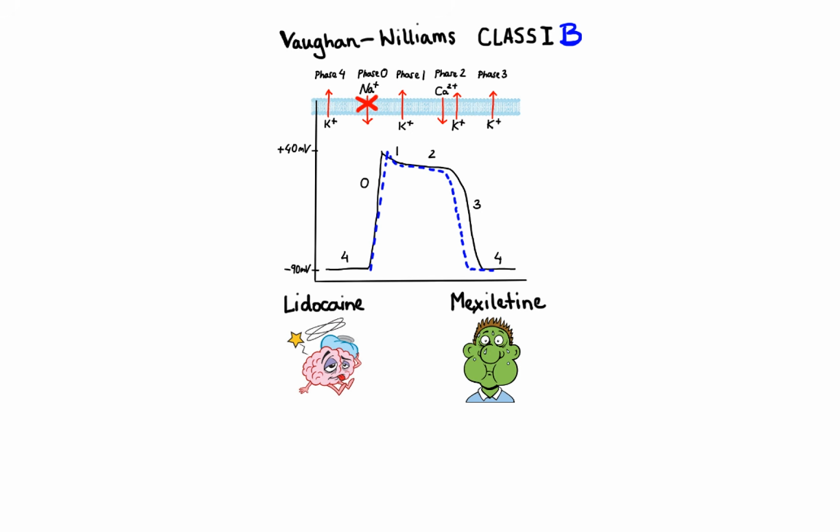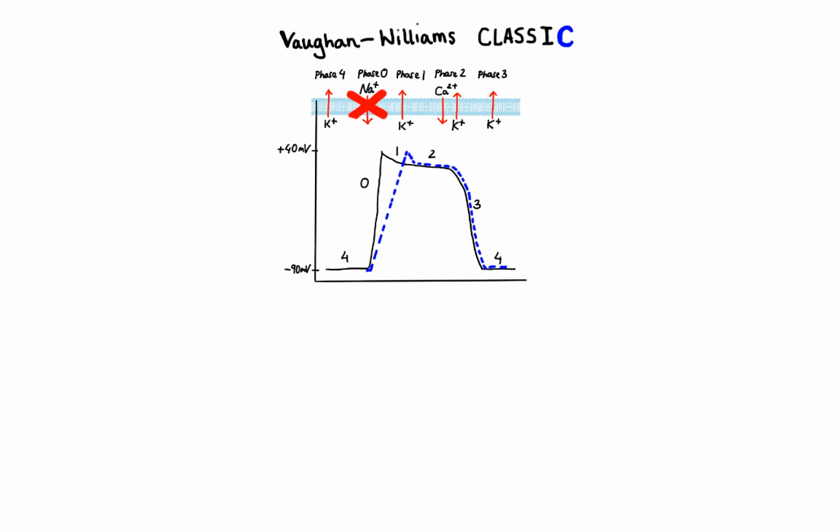Now the third and the last subtype that we have is class 1C drugs, which are powerful fast sodium channel blockers, which depress the phase 0 depolarization markedly. They also inhibit the His-Purkinje conduction system with a limited effect on repolarization and refractory period.